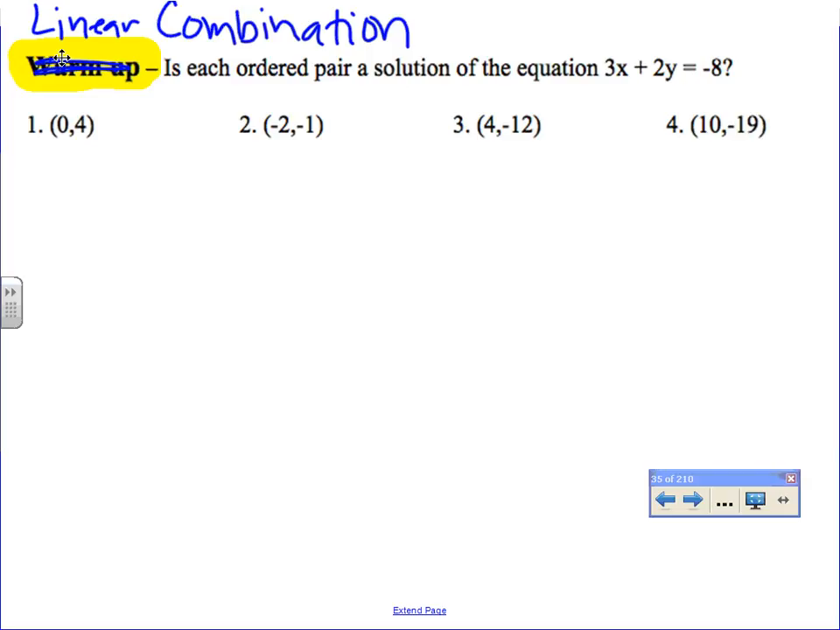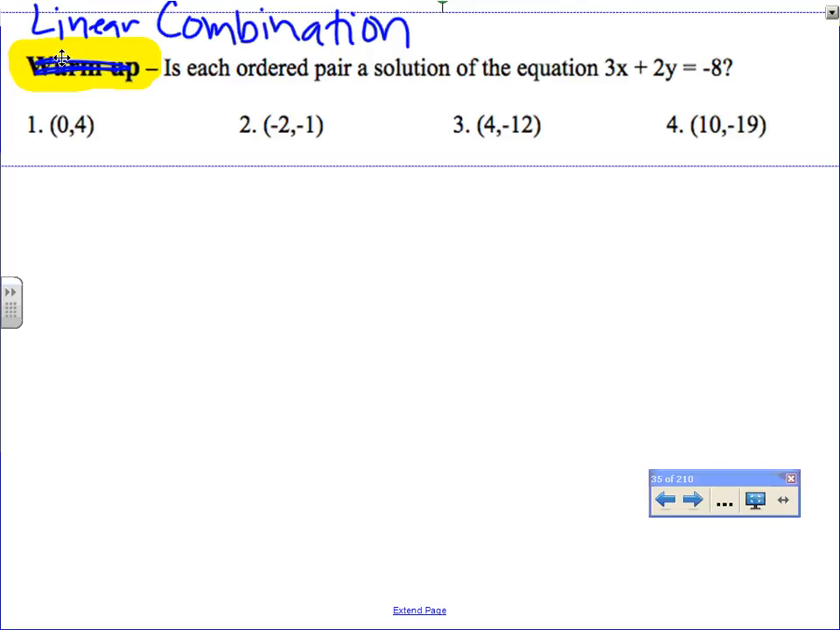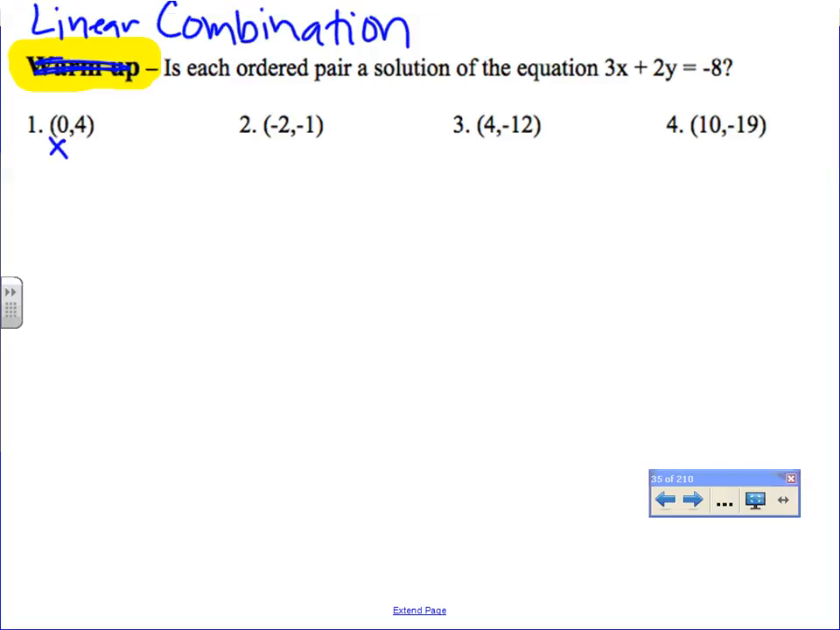For number 1, if we have (0, 4), how can we test whether this is a solution of this? How can we test whether it's a solution, Greta? Awesome. I want everyone to put your input and output, or your x and y, underneath 0 and 4, and let's see if it is a solution or not. Or in other words, is it a linear combination?